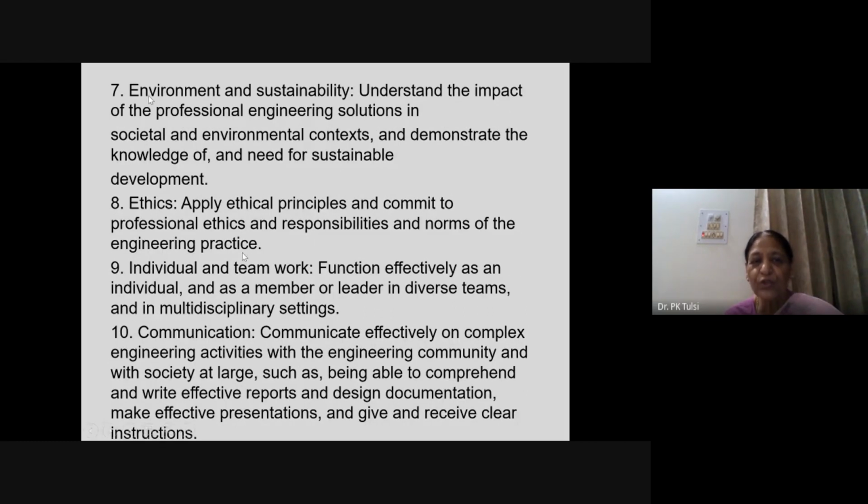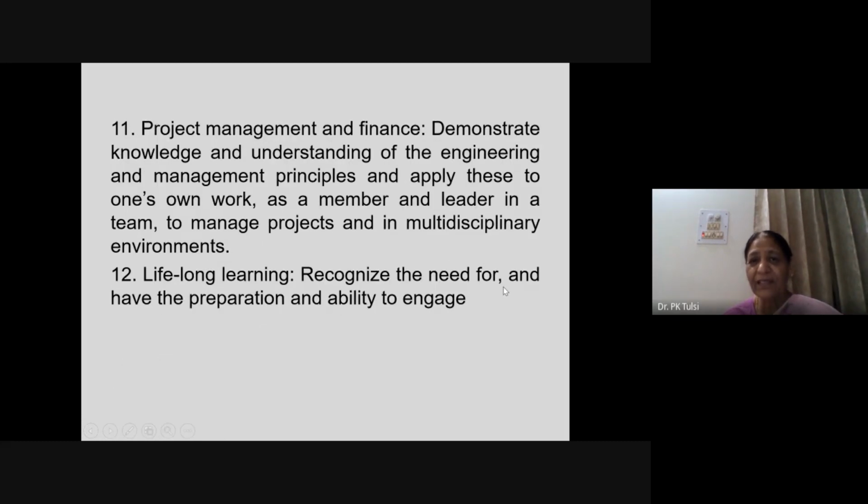Then comes individual and teamwork. So again, it falls in the affective domain. Communicate effectively, again, here it's a combination of the two. But when you're talking about work as a member and a leader, part of it would go into the affective part, and can go to the knowledge domain also. Lifelong learning, a matter of attitudes. So it falls in the affective domain.